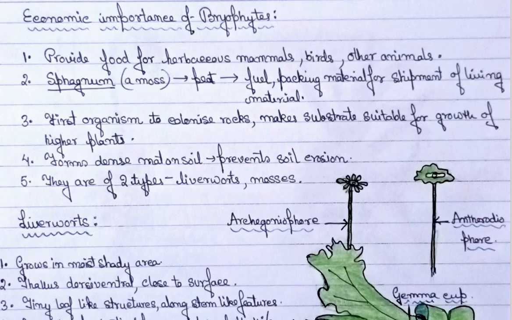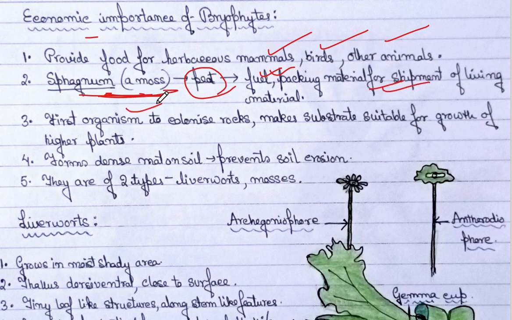Now bryophytes are not that much of economic importance like algae. They sometimes provide food to herbivorous mammals, birds and other animals. Sphagnum, a specific type of moss, produces peat which is very useful as fuel and also packing material for shipment. These are often the first organisms to colonize rocks. So these are very important in evolution. And they form a dense mat on soil, therefore preventing soil erosion. Thus they have a very high ecological importance.